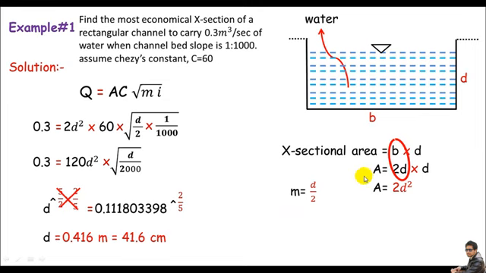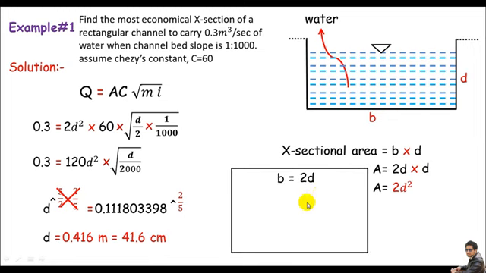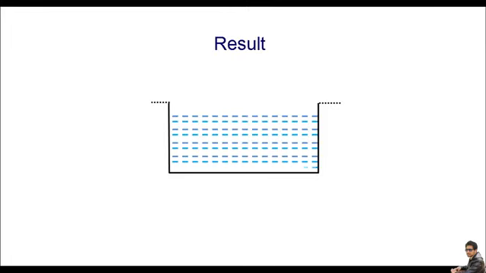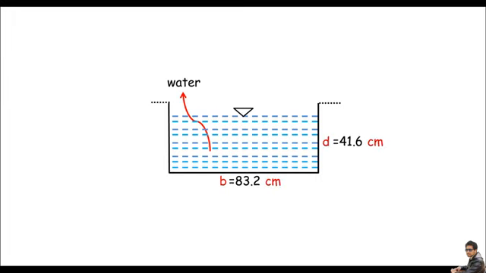If you remember, in the most economical section, the breadth must be equal to 2 times its depth. So the breadth B equals 2D. I can plug the depth value into this equation. We get B equals 2 times 0.416 meter. So the breadth equals 83.2 centimeter or 0.832 meter. And here is our result for the most economical section: the breadth equals 83.2 centimeter and the depth equals 41.6 centimeter. This is the most economical section, and we have determined it.